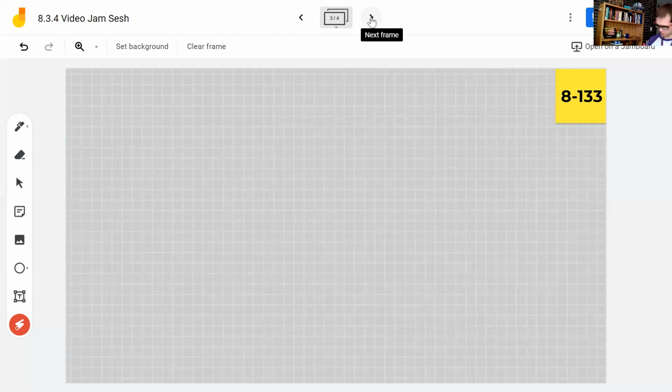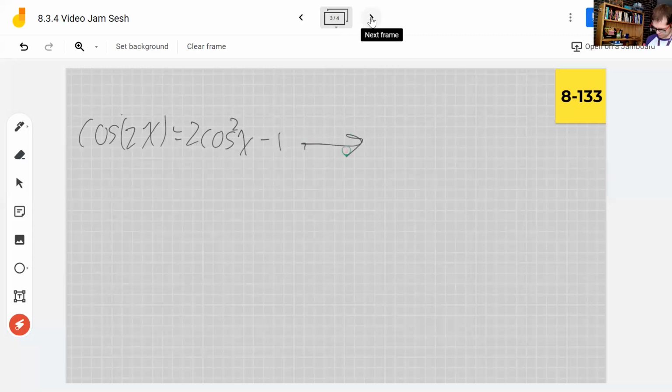So the first thing we're going to do, we're going to start off with cosine of 2x equals 2 cosine squared of x minus 1. And let's solve for cosine squared. Well, that's not going to be that bad. We're going to add 1, divide by 2. So I get cosine of 2x plus 1 divided by 2 equals cosine squared of x.